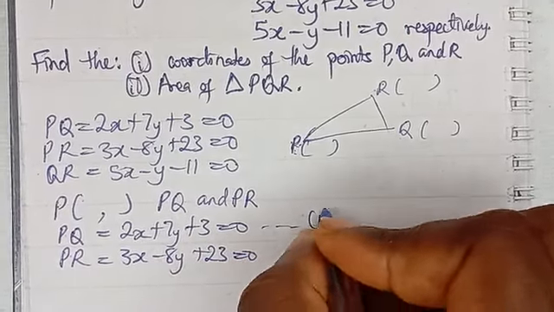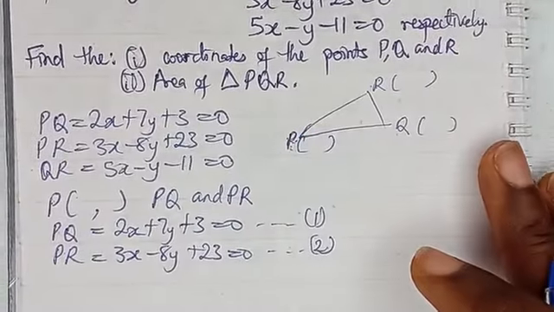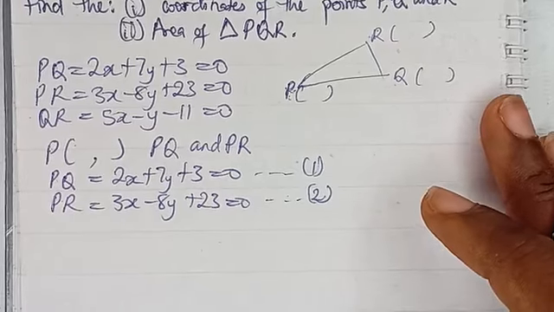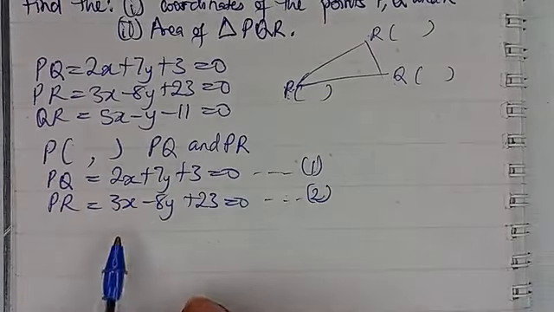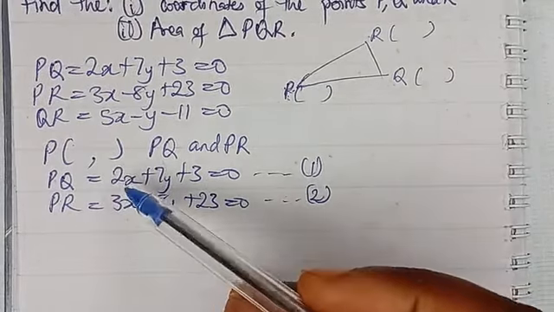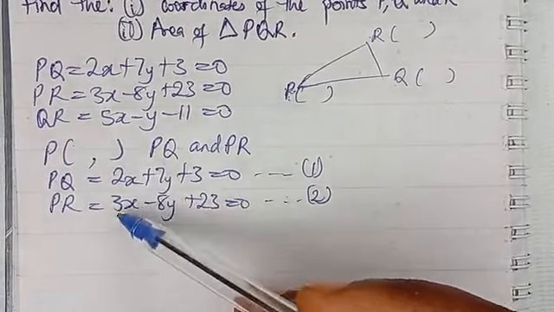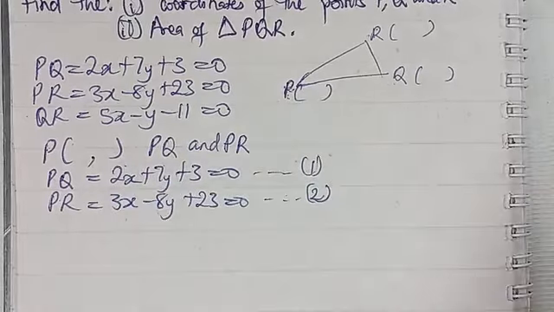So this is equation 1 and this is equation 2 that we have to solve simultaneously. This is a kind of revision for solving simultaneous equations. We are going to be using the elimination method. To do that, let us look at the coefficients of the variables. These are smaller in value compared to this, right? So let's just eliminate x.